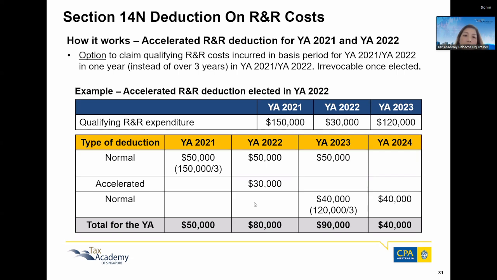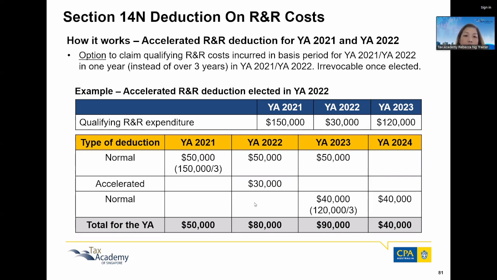So what does option mean? The company can choose. If the company feels like, I still want to claim over 3 years instead of 1 year, then we will do a 3 years computation. But this is a choice given to the company so that they can reduce more chargeable income if they claim over 1 year. So what happens if the company has elected to claim an accelerated R&R cost in YA 2022?